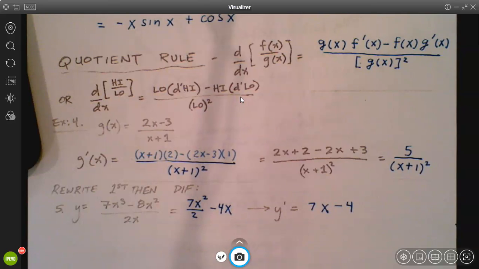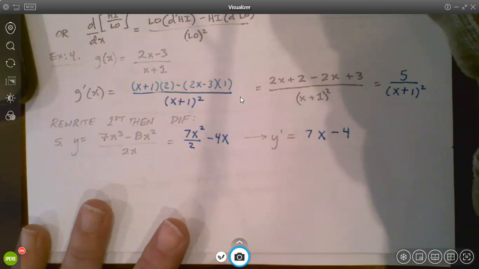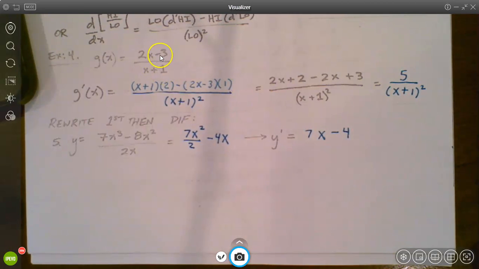So look down here at example 4. Here's our top function, here's our bottom function. So again, this is the high, this is the low. So all I'm doing is the low d high, derivative of the top, minus high d low, that's the derivative of the bottom, over the low squared, over the bottom function squared.